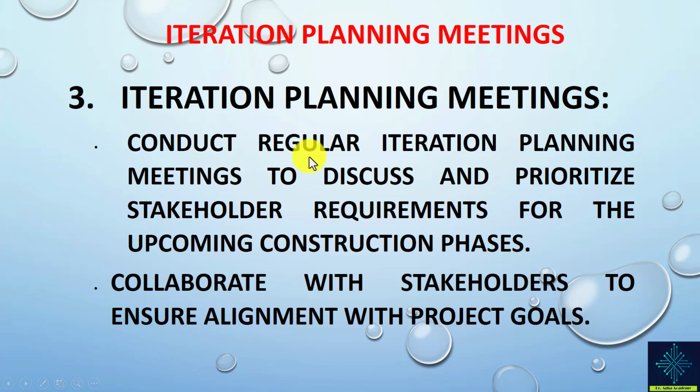Then iteration planning meetings, and here we have to conduct regular iteration planning meetings to discuss and prioritize stakeholder requirements for the upcoming construction phases. We have also to collaborate with stakeholders to ensure alignment with the project goals. But then we have to remember that to ensure this alignment with the project goals, we have to define the project goals very specifically and make sure that they are SMART objectives.